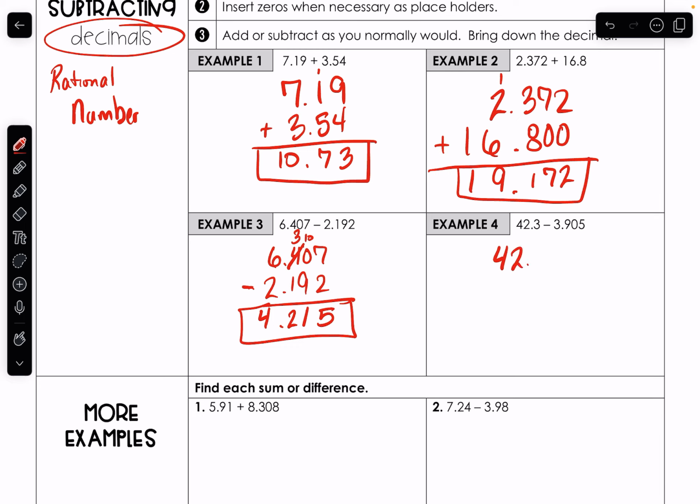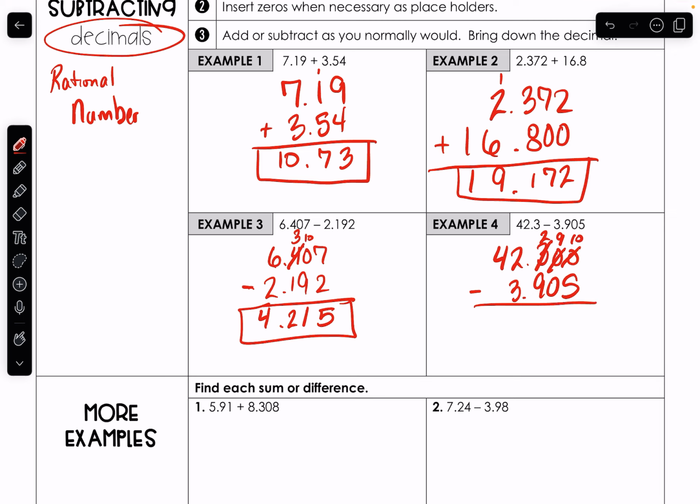So now I'm adding 42 and 3 tenths, and I'm subtracting 3 and 905 thousandths. So this is where I'm adding my zeros, and I'm going to use my regrouping skills. I really would like you to regroup all at once, especially when you're going across zeros, going, okay, this is a 2, that's 9, 10. Just a way to know, because you know you're going to borrow.